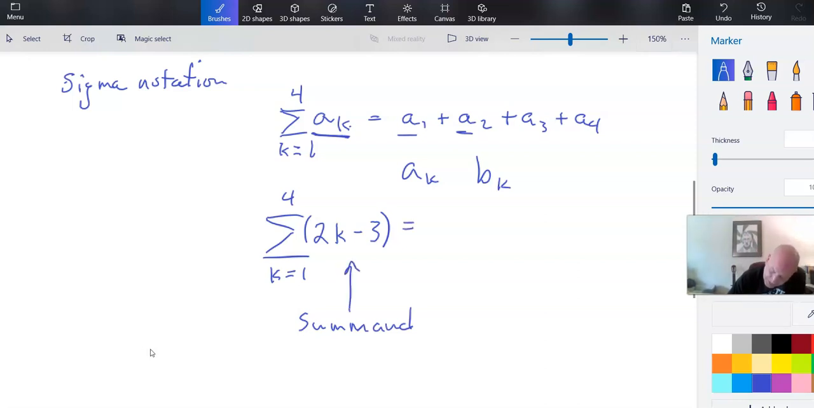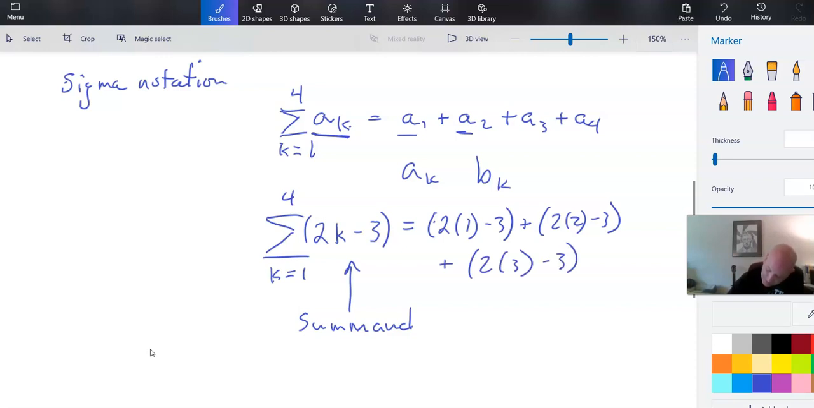What this means is one at a time, you're going to take k out and put 1, and that would be your first term. Then you're going to take k out and put a 2, and that's your second term. And then you take k out and put a 3, and that's your third term. And finally we get up to 4, and that's how we know when to stop. And then you just add everybody up.